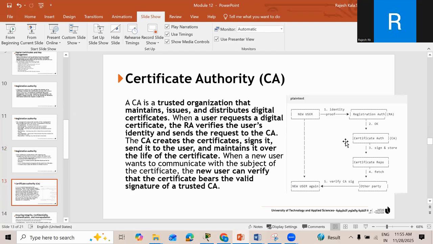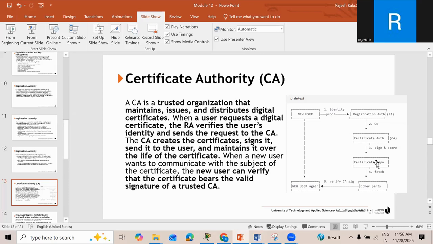Certificate authority. See here how it is happening. I told you this is the one who issues the certificate. It may be an organization, like VeriSign. How does it happen? First, a new user gives his identity proof. It may be in the form of his ID, identity, something you have, something you know, like that. In some type of identity, he will give. Then the registration authority will verify the identity, then send a request to the certificate authority: make a certificate for this person. Then the CA will sign, there will be a digital signature, and store the certificate in the certificate repository.